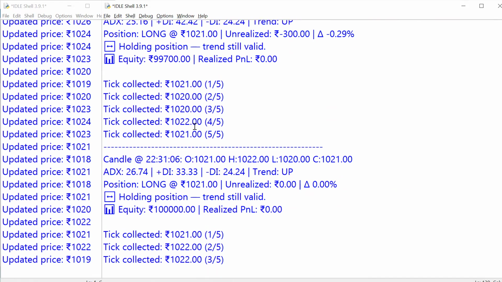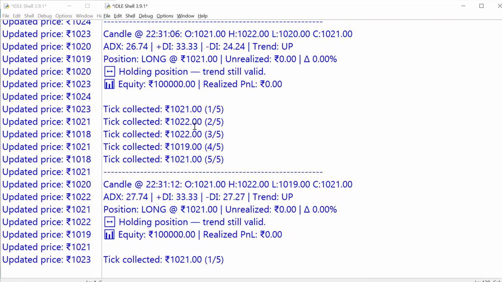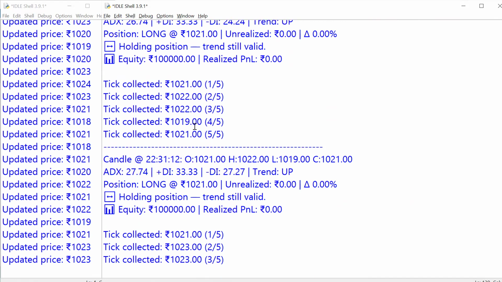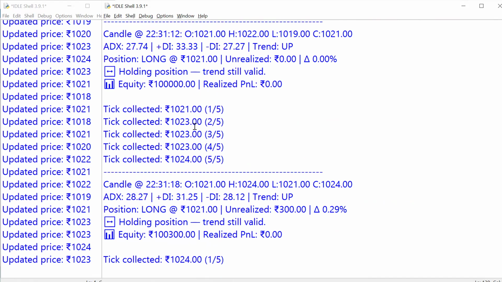Okay, we have no realized profit. Again, we are on a long position. We are collecting the price. The live PNL is still 0. The ADX is 27, so strong trend.